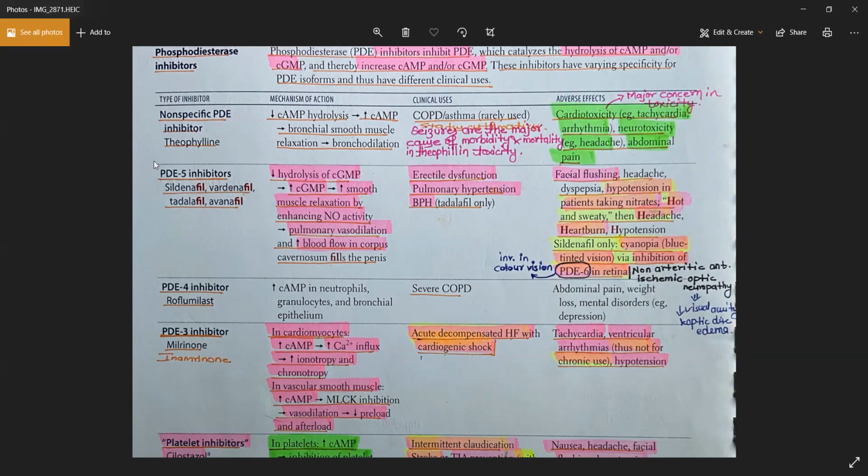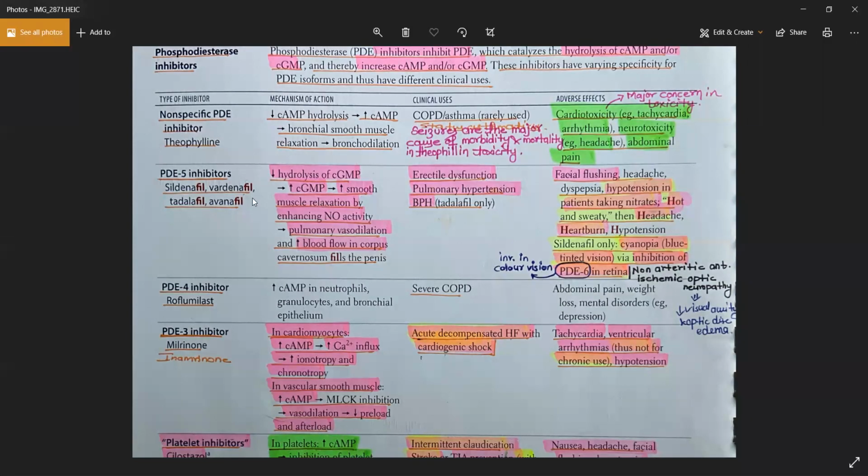Which substance does theophylline inhibit, if anyone remembers? The coffee and the theophylline. No one? It is adenosine. Remember now? Adenosine. Theophylline and coffee can both inhibit adenosine.